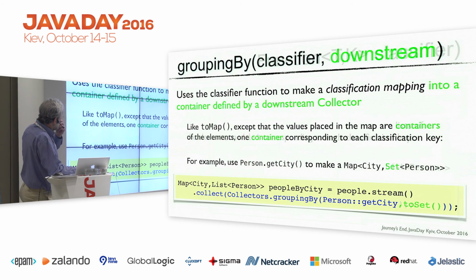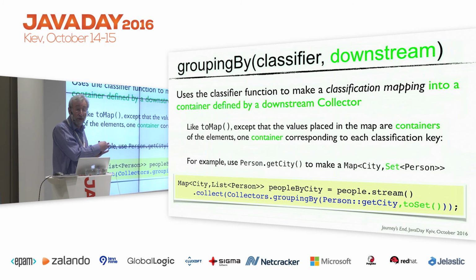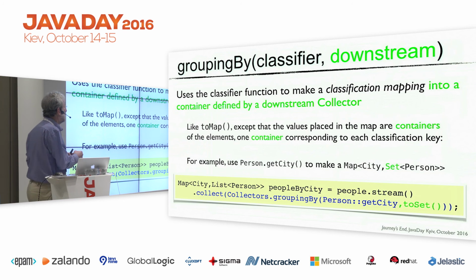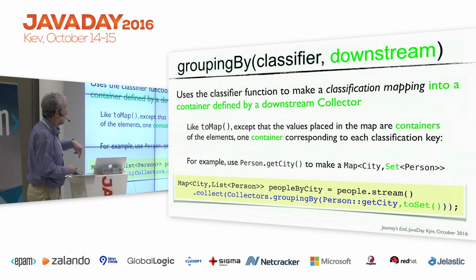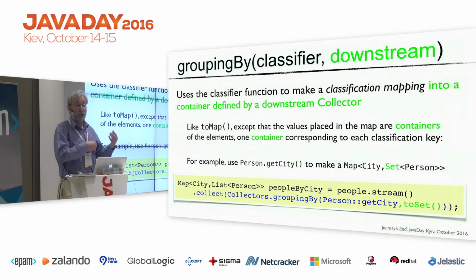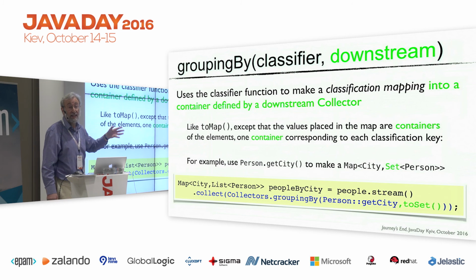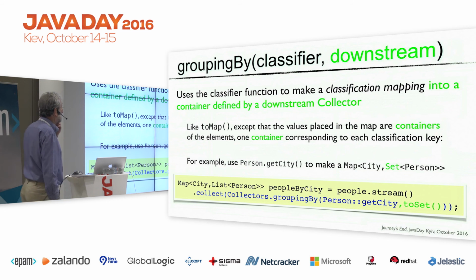So groupingBy with a classifier and a downstream collector allows you to do further processing on the values that have been classified by the upstream one. This, by the way, is the reason why I'm so keen on the collectors API. It's because you can compose collectors together in this very neat way and chain them together to do lots of complicated processing. So the idea is that instead of using the classifier function to make a classifying mapping into a list, it can just be into anything defined by a downstream collector.